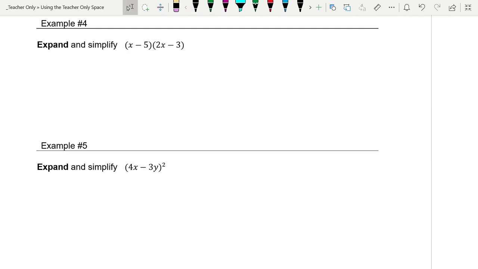The same thing, it's just got some negatives this time. So let's try this one. So, first times first. X times 2x is 2x squared. Outside times outside. X times -3. Negative 3x. So again, I'm thinking in terms of FOIL.